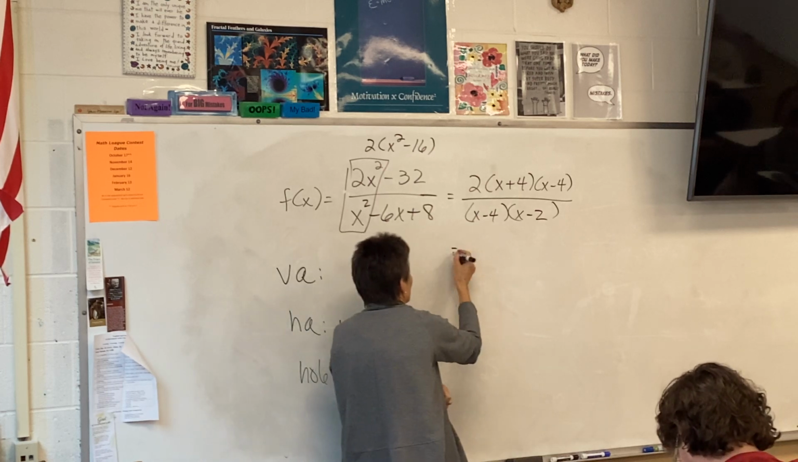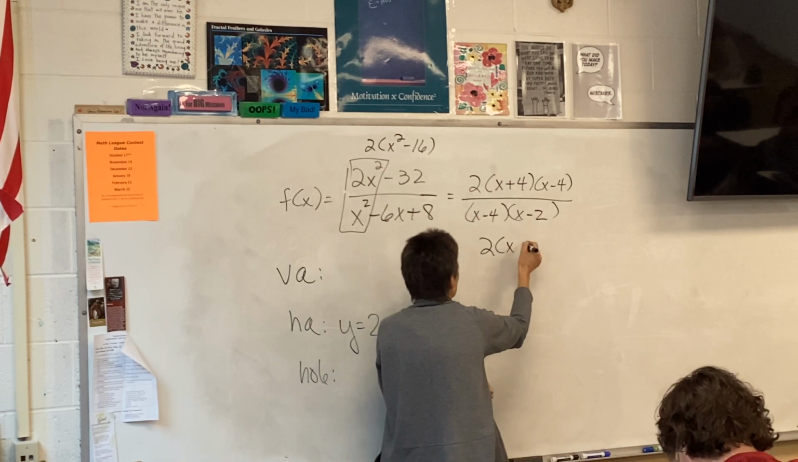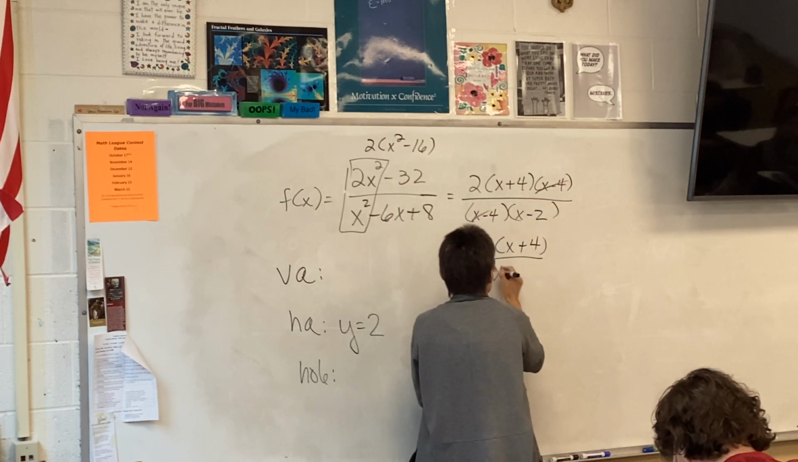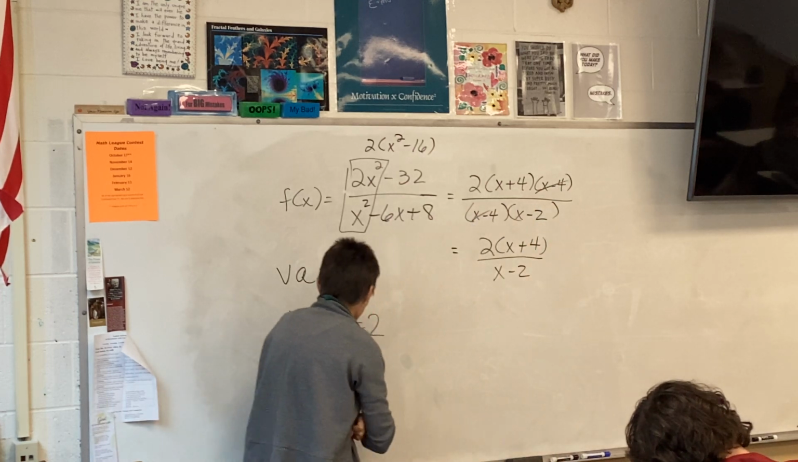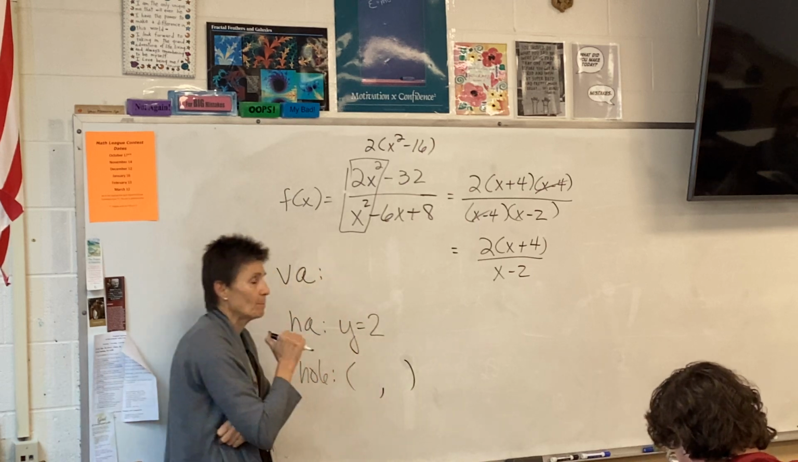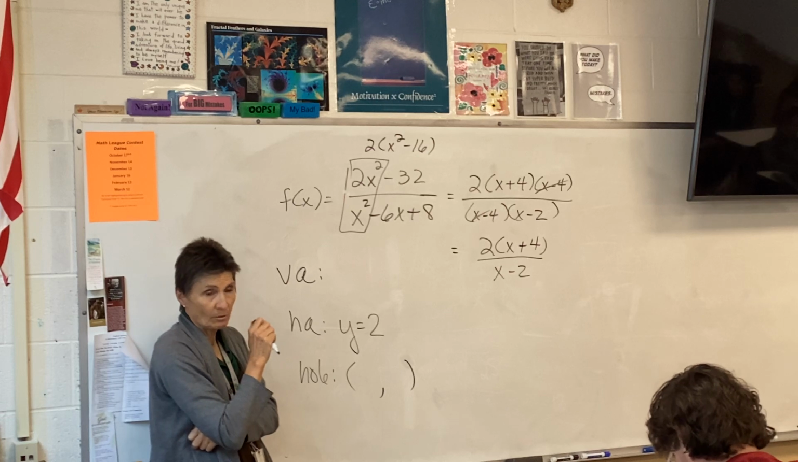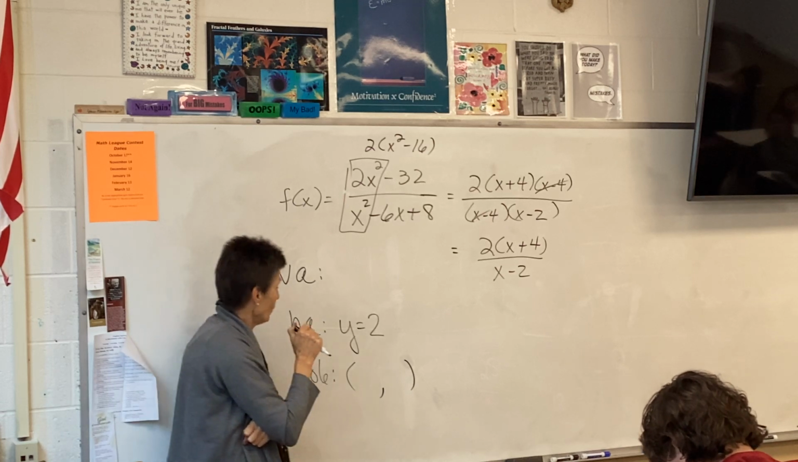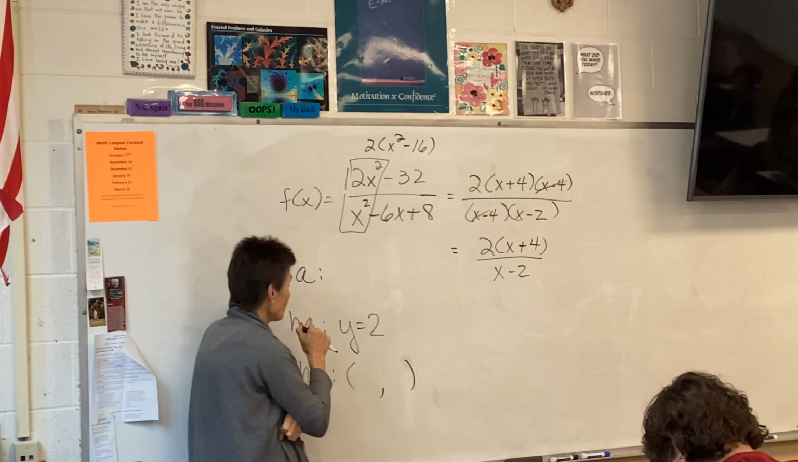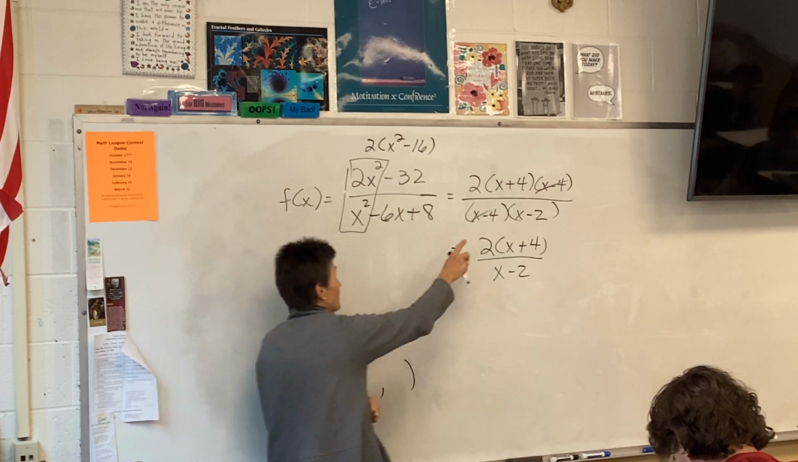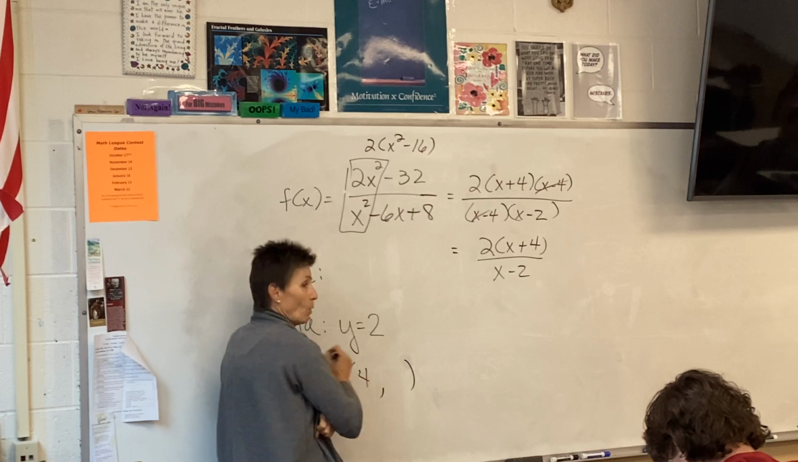Uh-oh. Cross out. We can cancel out, which means we have a hole. Yes. Which means we're gonna have a hole in this problem. Remember, they only happen when you cancel. Okay. So where's that hole gonna be? Find the x first. The x is gonna be at positive 4.